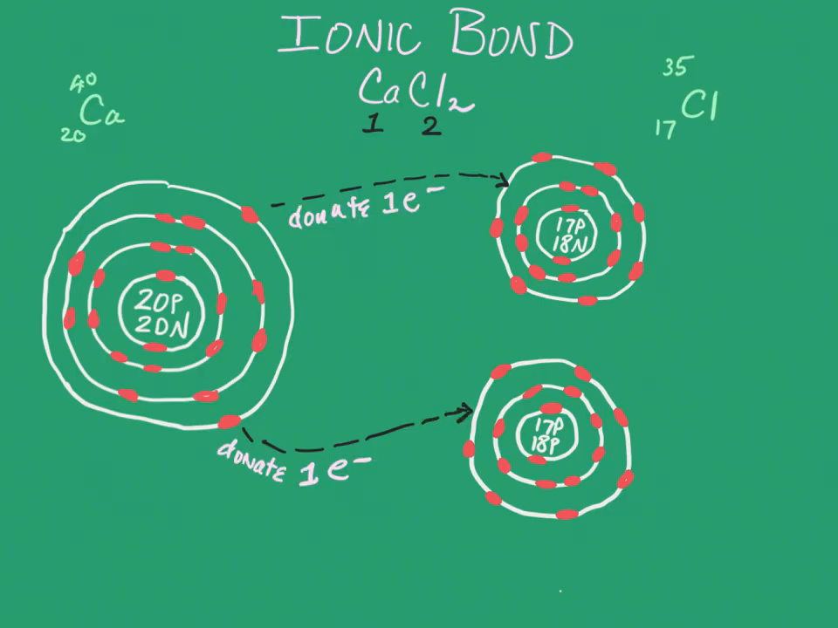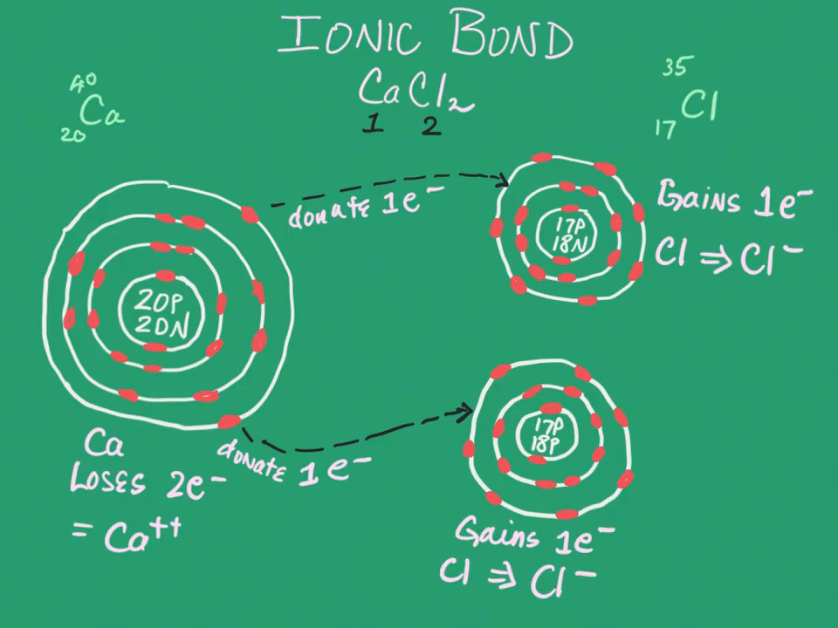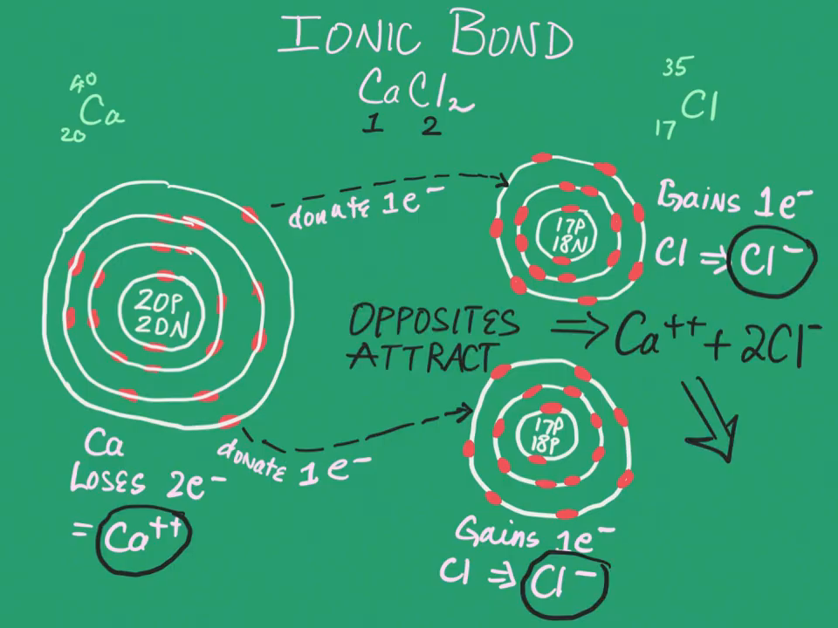Because calcium loses 2 electrons, it gains 2 positive charges. So we have Ca++. Similarly, chlorine gains an electron each, and so each chlorine becomes a chloride ion, which has a negative charge. When calcium and chloride ions come together, opposites attract, forming an ionic bond, leading to the formation of calcium chloride. Let's recap what we know about ionic bonds.